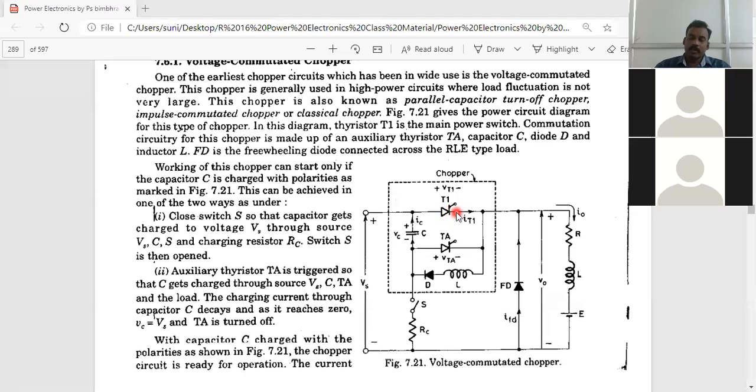Okay, whenever this T1 is in conduction, at the desired instant, whenever we need to make this chopper turn off, we are going to initiate the triggering pulse for this auxiliary device. So the purpose of this auxiliary device here is completely to turn off the main thyristor. Whenever we need to make this thyristor turn off, the auxiliary device is going to be turned on.